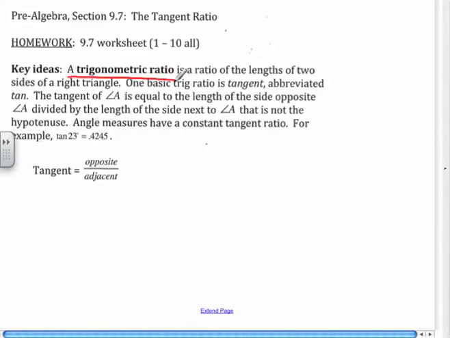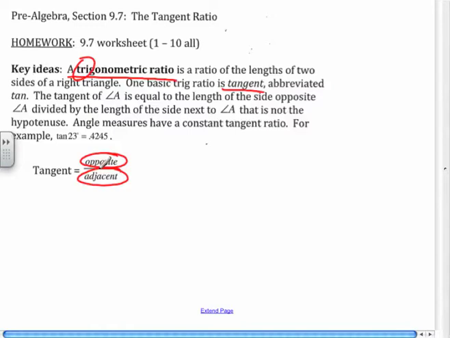Okay, a trigonometric ratio. Tri means three, right? We're measuring angles, three angles, so we're using measurements from triangles. That's what trigonometry means. And it's a ratio of the lengths of two sides of a right triangle. Okay? Now, one of the basic trig ratios, we'll go over the other two tomorrow, is the tangent. Okay? And the tangent always equals the length of the opposite side of the angle over its adjacent side. Okay?